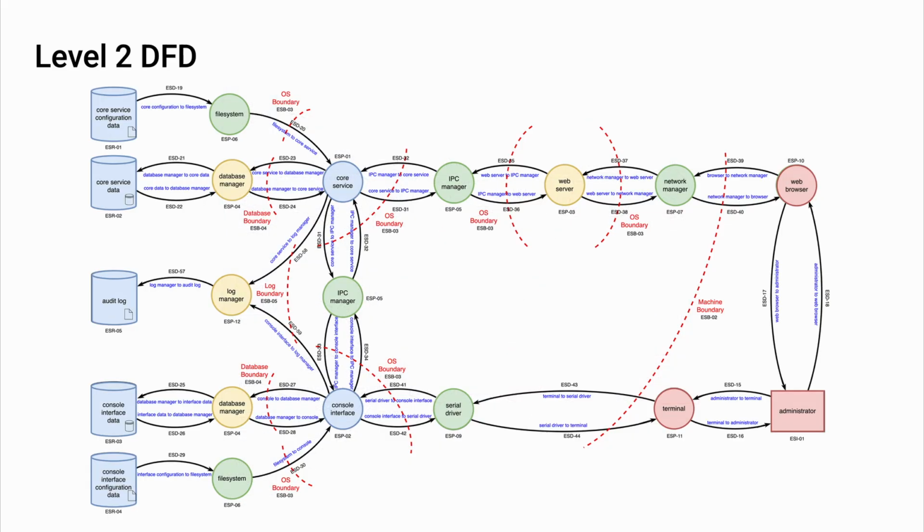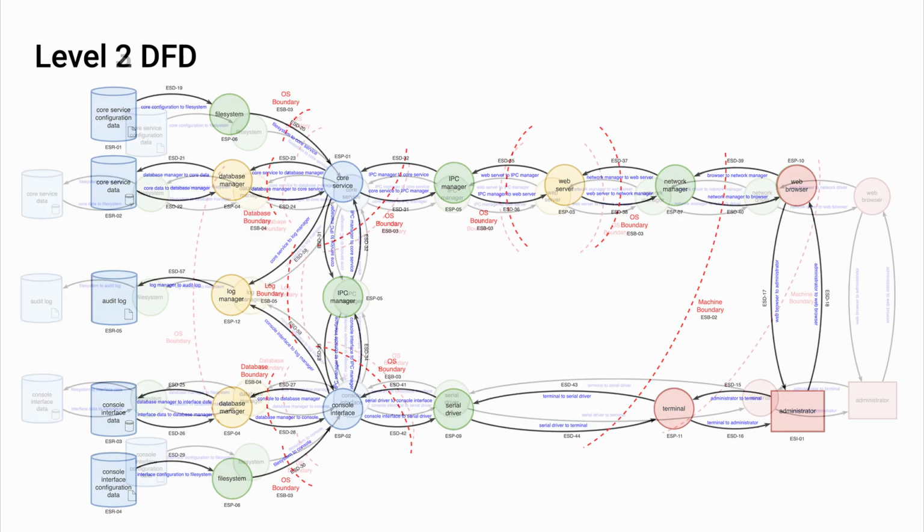As is to be expected at level 2, the audit log is actually being managed by a log manager. And this log manager is a third-party piece of software. It's not part of the operating system. Because of that, we have not only the log manager, which is now mediating the audit log, but we have a new boundary layer between the core service, log manager, and console interface.